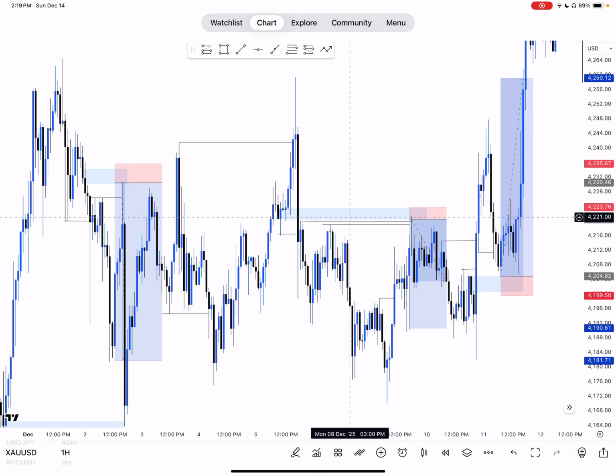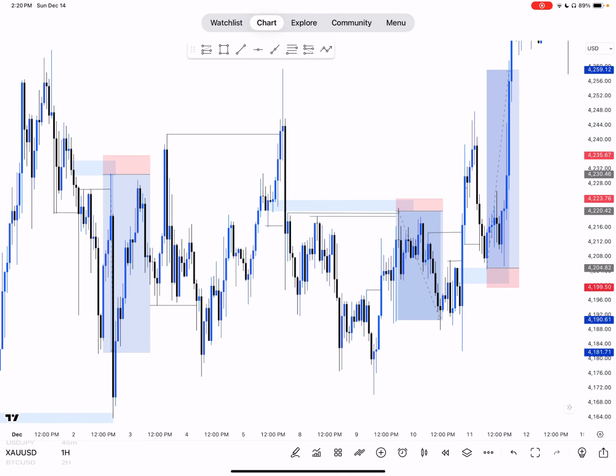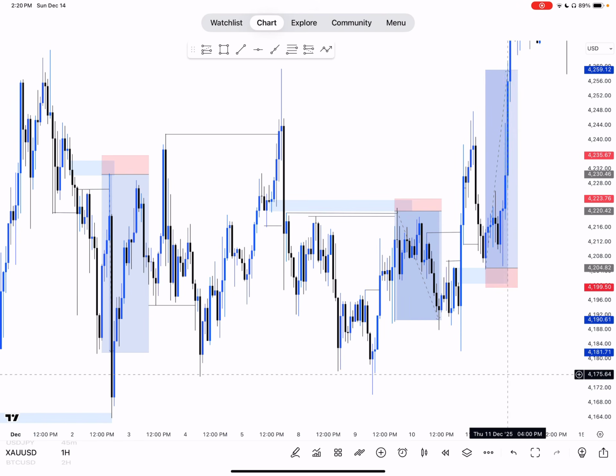Then we do what? After this breaker block, we set our limit. Then you can see the market came back to this breaker block and triggered it. But the way I choose my take profit, I chose the nearest liquidity. And do you know why I did?